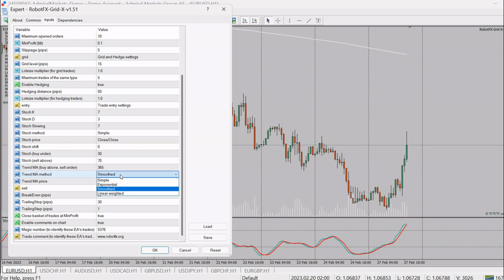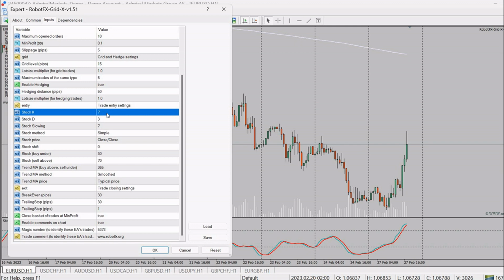Smoothed, it can be, by the way, any other kind of moving average: exponential, simple, and so on. These values can be changed. So what basically it means is if the price is under the moving average, then the expert advisor will be allowed to sell, and it will open only sell signals if there is a sell signal determined by the stochastic indicator, and it will ignore all the buy signals.